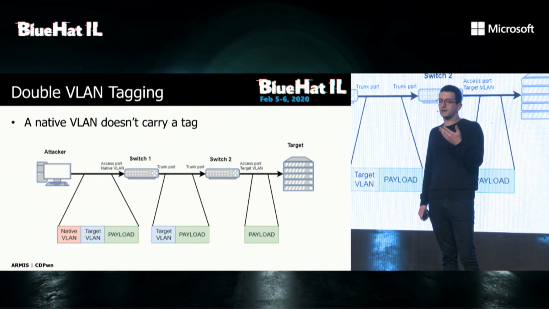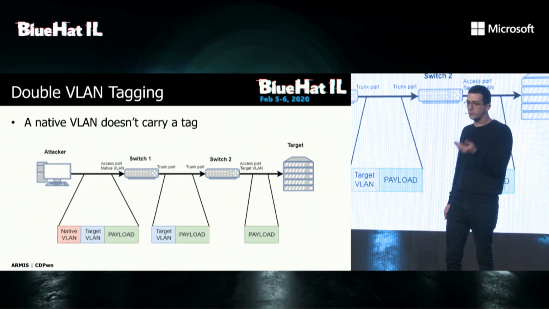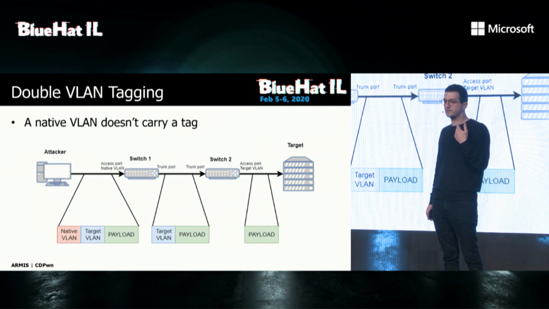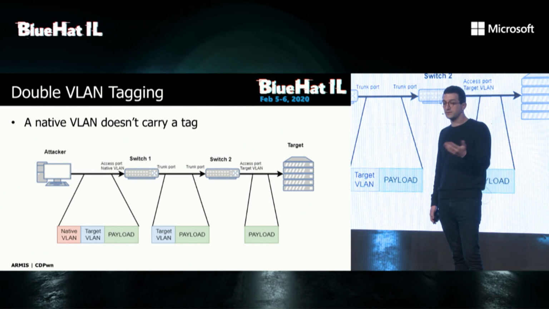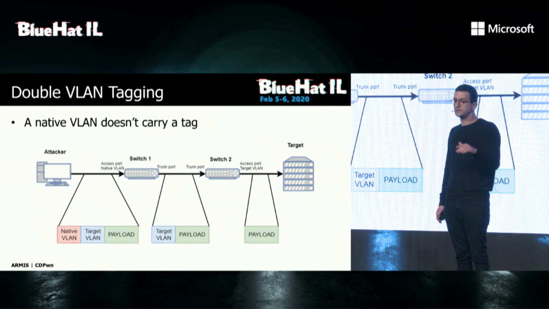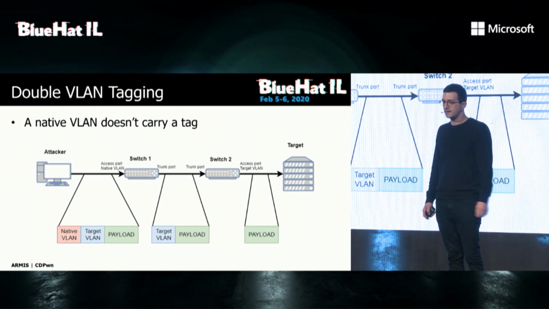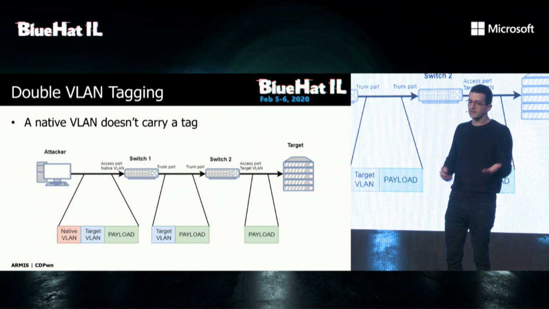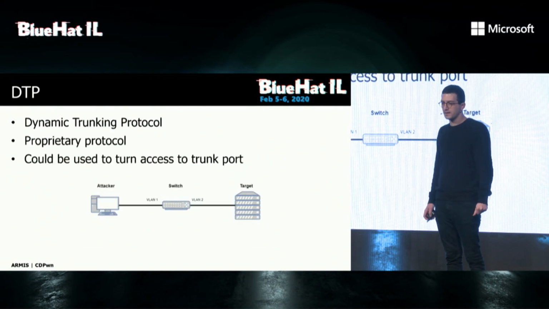First of all, you can only send packets one way. You will not receive packets back from the target VLAN. And it's also simple to fix this. Cisco, for example, just says you should not use native VLAN number 1, and then this problem can't exist. But in certain cases where switch configurations are not ideal, this can still occur.